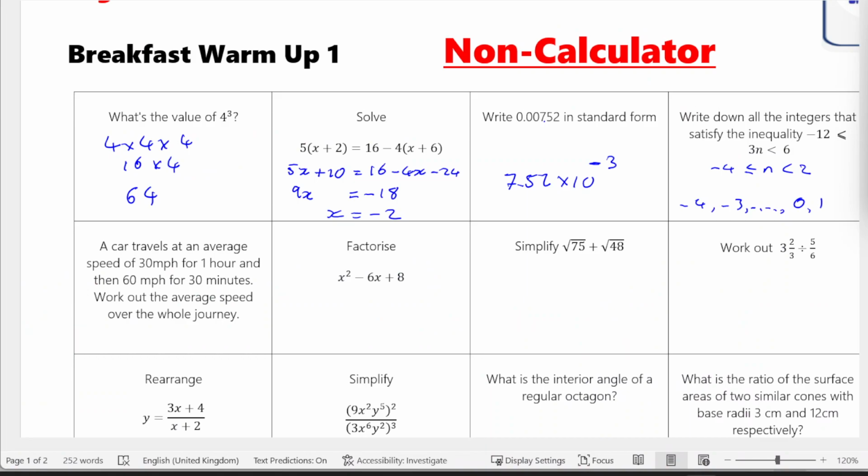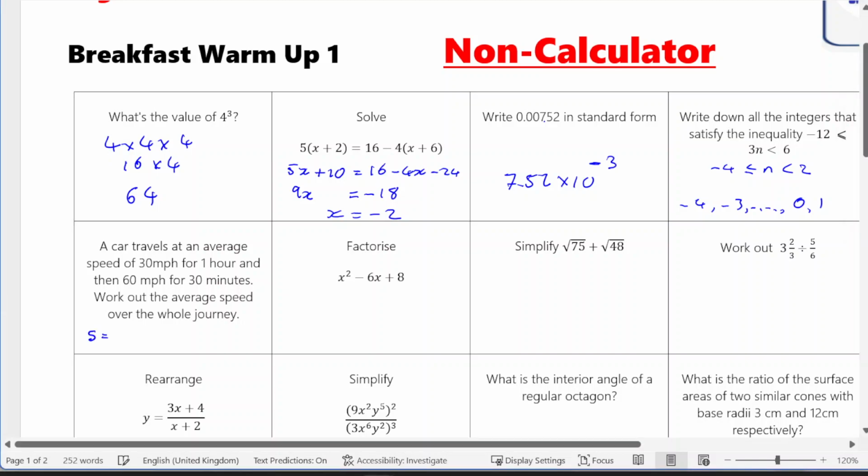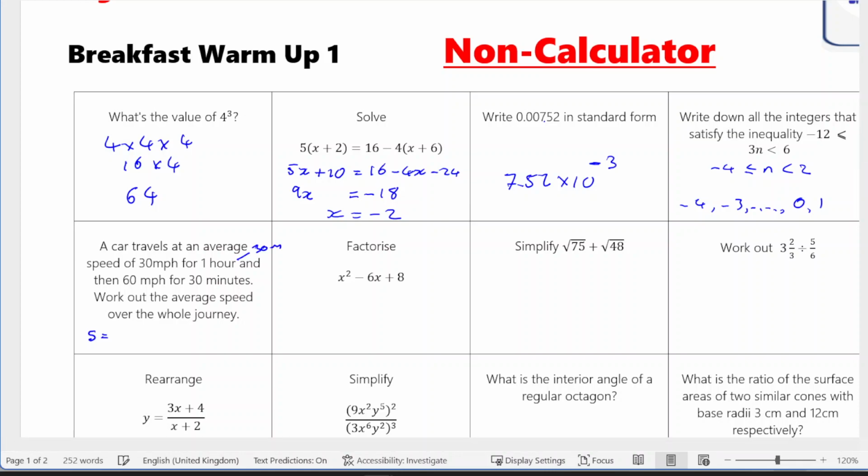Okay, a car travels at 30 miles per hour for 1 hour, and then 60 miles per hour for 30 minutes. Work out the average speed for the whole journey. So the speed is going to be equal to the total distance, which is going to be 30 miles there, and if we go 60 miles per hour for 30 minutes, we travel 30 miles there as well. So travel a total of 60 miles. And the time for that is 1.5 hours. So that's going to be the same as 600 divided by 15, which is going to be 40 miles per hour.